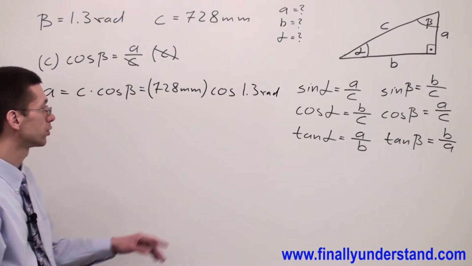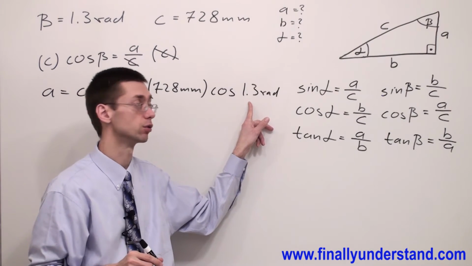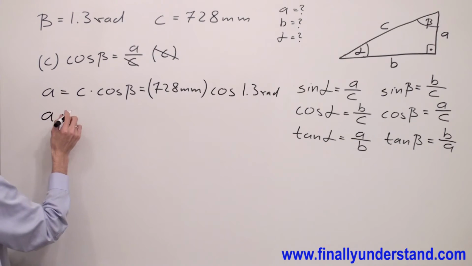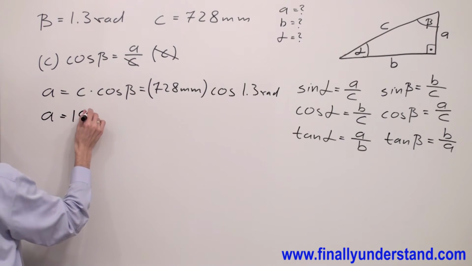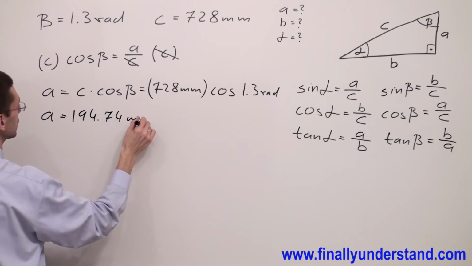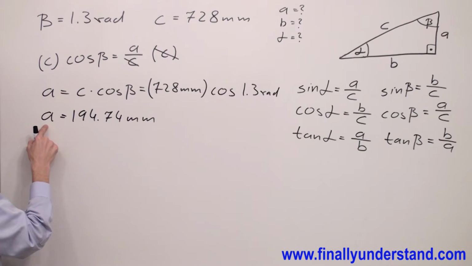Let me remind you one more time. Angle is expressed in radians. Switch your calculator to radians. And I have A equals 194.74 millimeters. This is the length of side A.